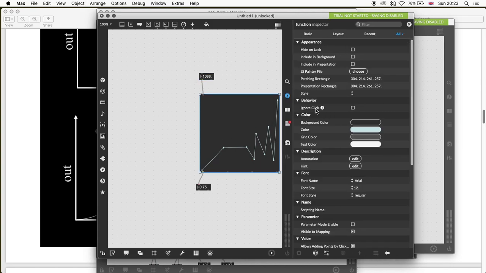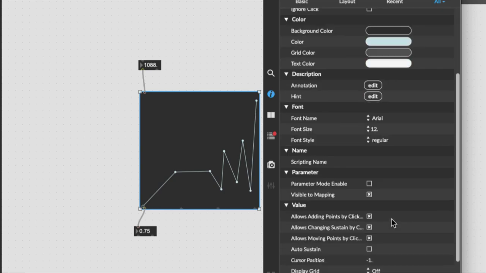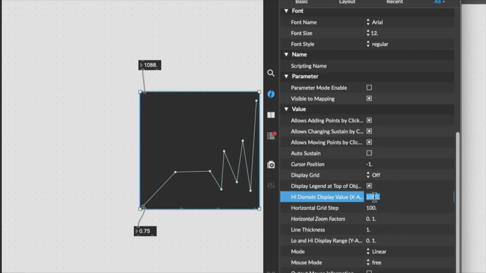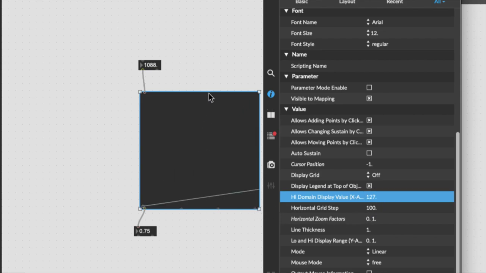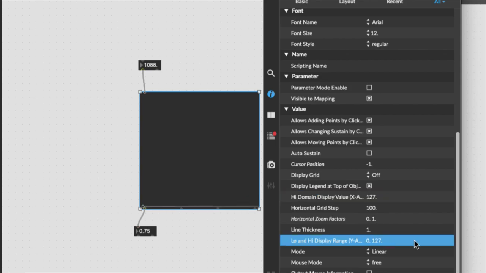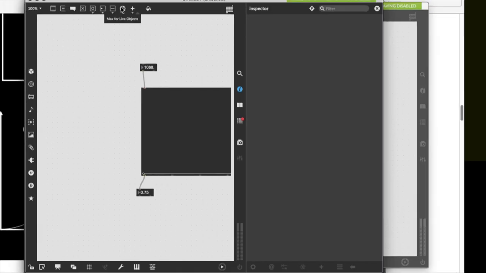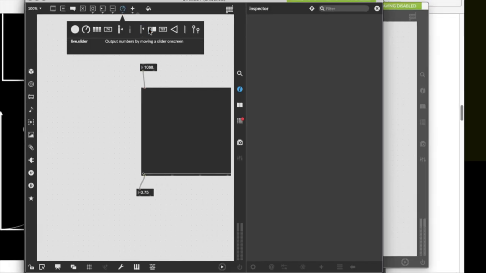potentially more useful if I make the input domain 127. Okay, so what happened then is that all the other values are just invisible. They're still there. And then let's make this one also 127. Let's see if I can make this work with the regular slider.